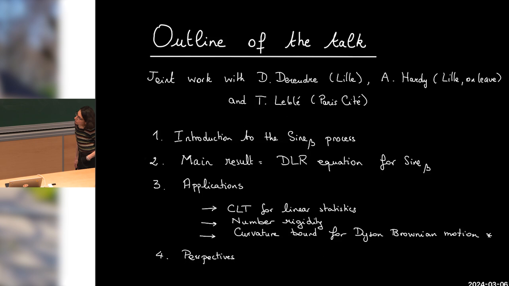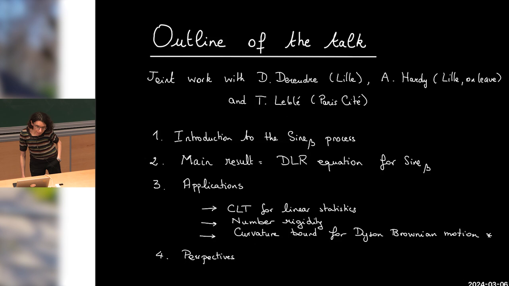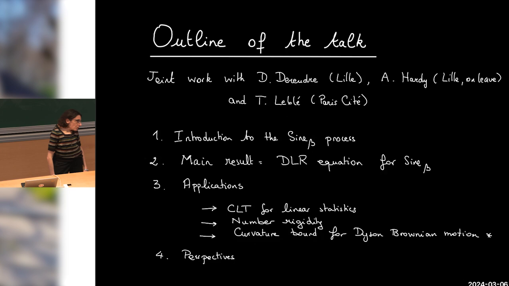to this work. So, as it is the first talk in this workshop of random matrix theory, I will spend a while introducing the process. You may not be familiar with this Sine process or Sine beta process, so I'll take time to introduce it, and then I'll state our main results, which is a description of Sine beta through what is called the DLR equation. Roughly speaking, it means that we're going to define the Sine beta as an infinite volume Gibbs measure. Okay, this is the rough idea.